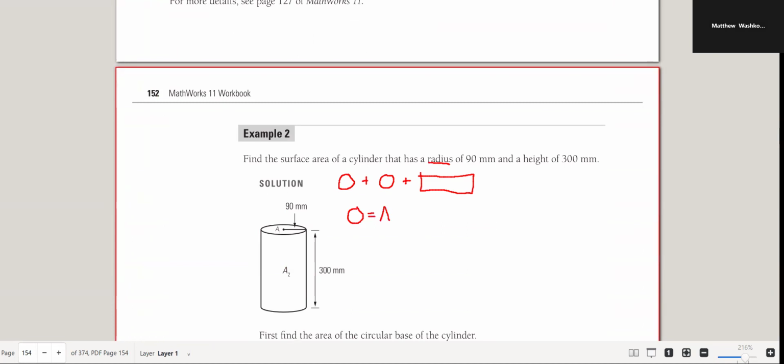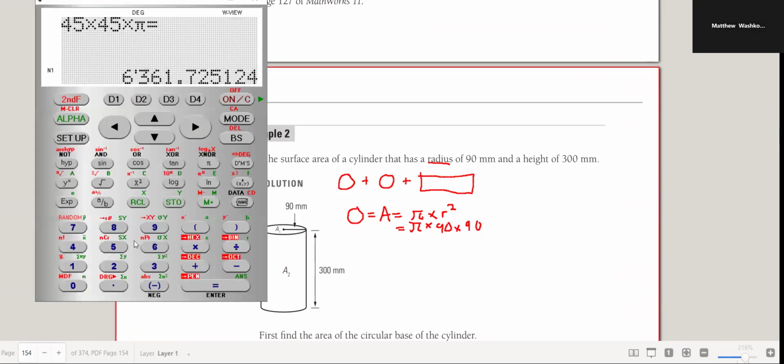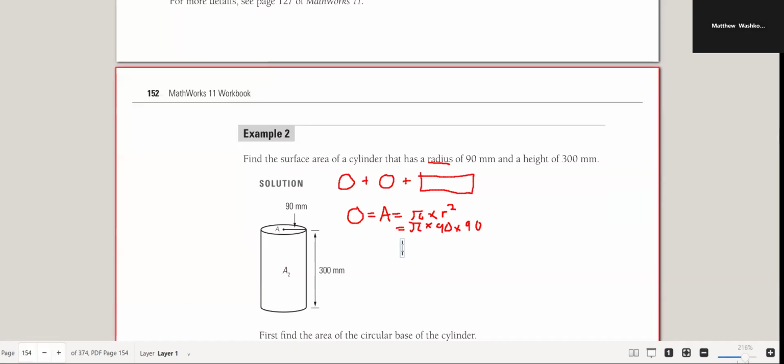My circle, my area is equal to pi times r squared. So pi times my radius, which is 90, so 90 times 90, right? That's what that square means. Pi times 90 squared is 25,447 millimeters squared. Cool. There's the circle. Underline that. Check.